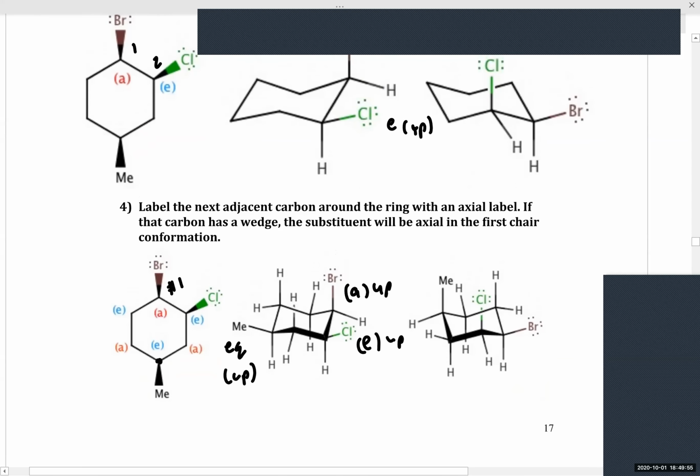So this is a shortcut for drawing out chair conformations. You label alternating axial, equatorial. If it has a wedge, it follows this pattern. So all substituents with a wedge will follow this pattern at each of the indicated carbons. And this allows you to very quickly place your substituents with the correct stereochemistry and in the correct axial or equatorial position. You're welcome to use this shortcut or not. It's not necessary to solve these problems, but it's useful to save time. Does that make sense?